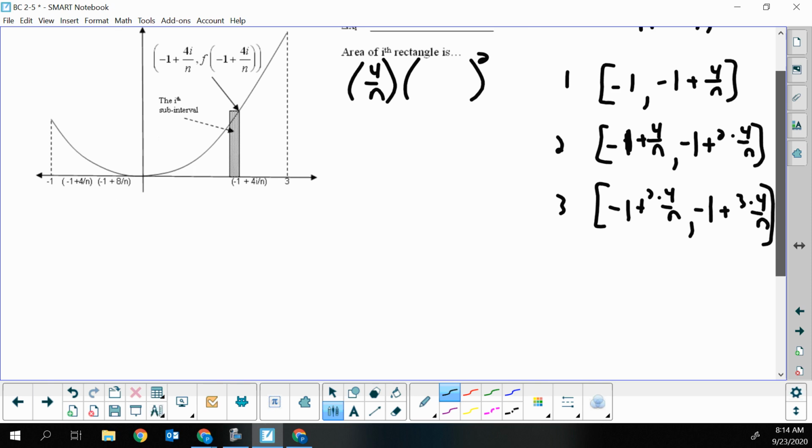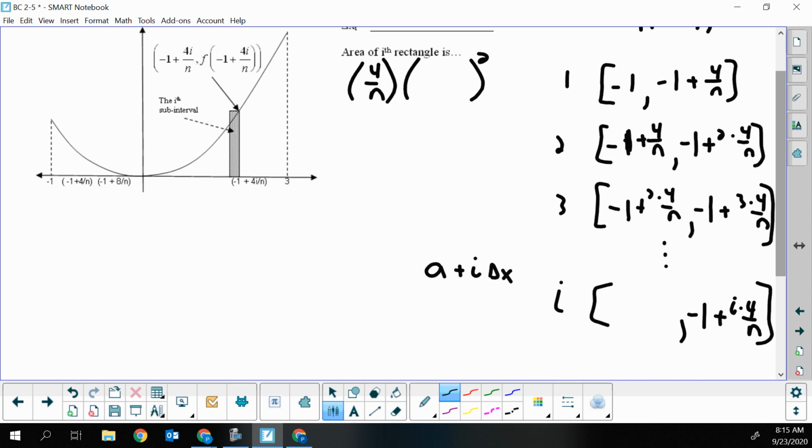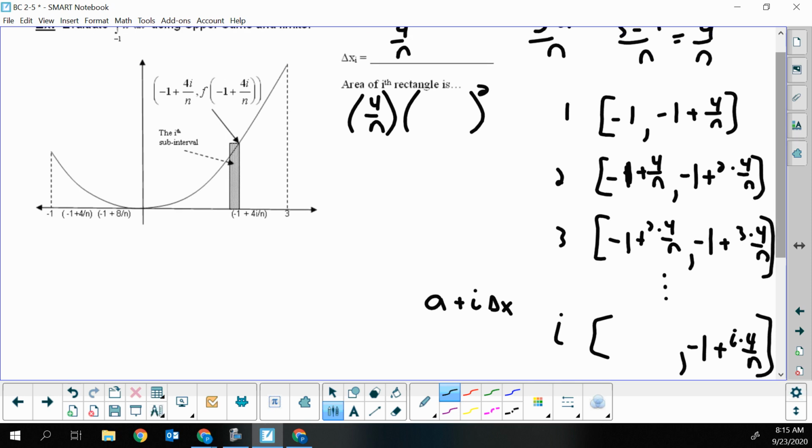And this process is just for us to help figure out what's the right-hand endpoint of that ith interval. We'll notice the right ends of the interval are always negative 1 plus whatever interval we're working with. So we have the ith here, times 4 over n. So in general, your right-hand endpoint that you'll sub into that equation is the starting value, the a, so it'll always be a plus i times delta x. Okay, that's the shortcut for it always. So our x value is negative 1 plus i times 4 over n. So I'm going to write it here as negative 1 plus 4i over n.